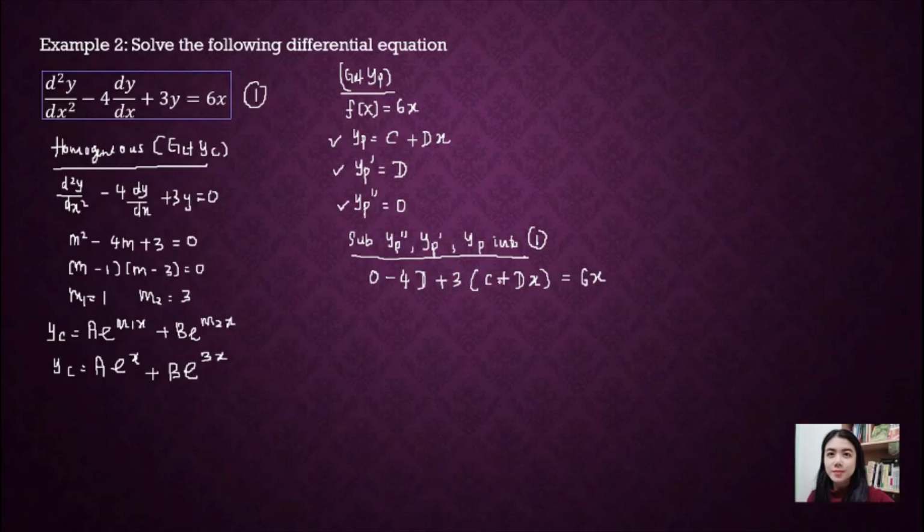Let's expand this one. This is d here. So we have negative 4d plus 3c plus 3dx equal to 6x. Let's compare the left hand side and right hand side.